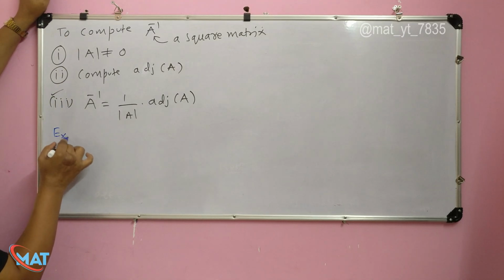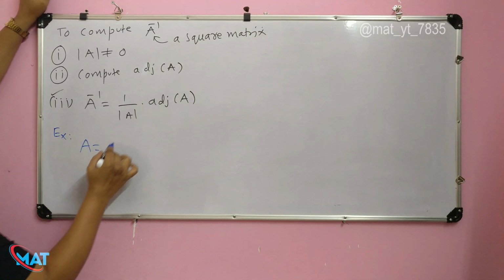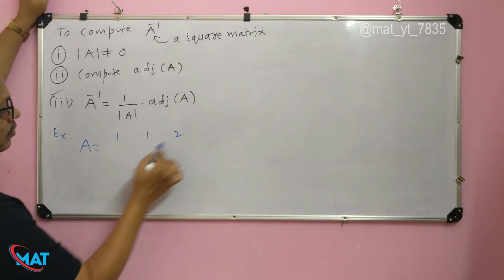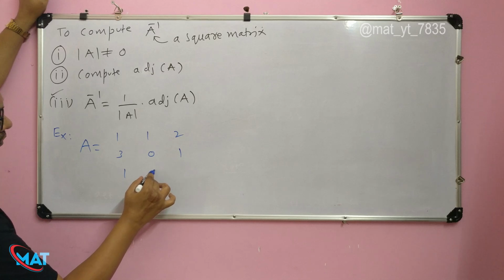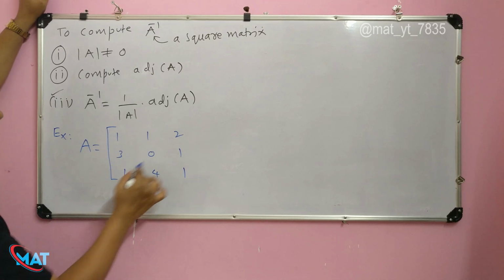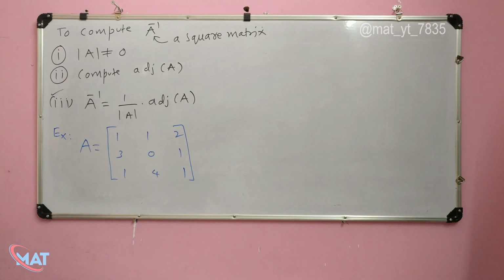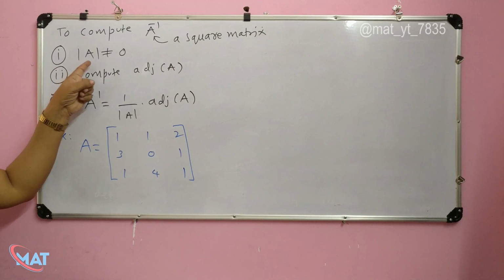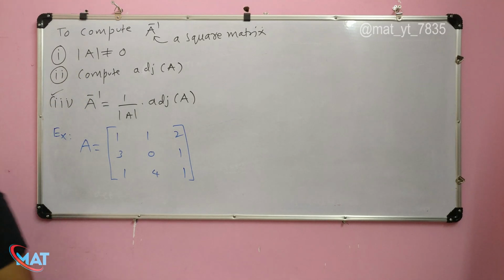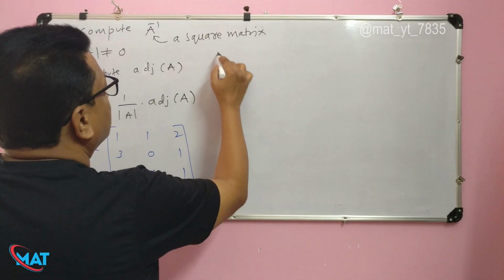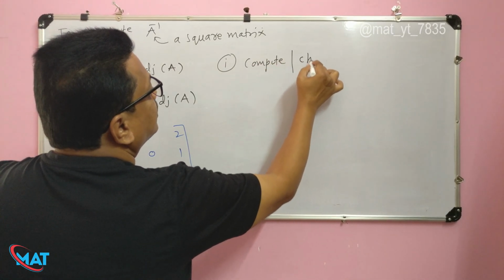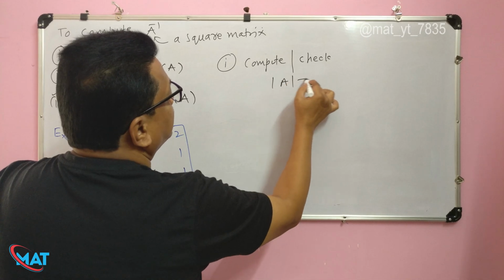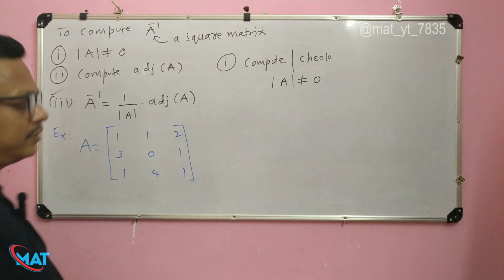Let us consider an example. Let capital A be equal to 1, 1, 2, 3, 0, 1, 1, 4, 1. I took a square matrix of size 3 by 3. So first, if you want to compute the inverse of this matrix, you should show that det A is not equal to 0. First one, compute, or we can write check, that the determinant of that matrix is not equal to 0. Compulsory condition.